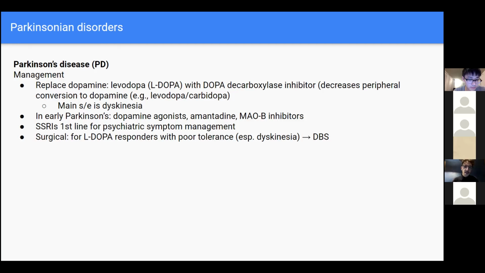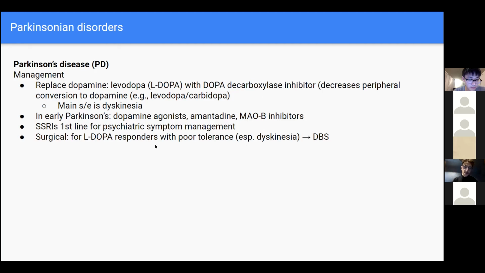Nowadays, the main side effect of levodopa carbidopa is dyskinesia. If you give too much dopamine, you get a kind of motor accentuation, right? So you get that dyskinesia. And that's going to be high yield for the other management options. In early Parkinson's, you can give things like dopamine agonists, amantadine, and MAO inhibitors, specifically narrow spectrum MAO-B inhibitors. And this just softens the early symptoms.